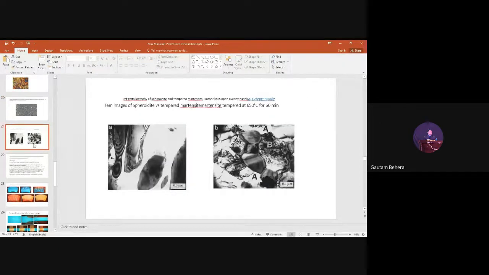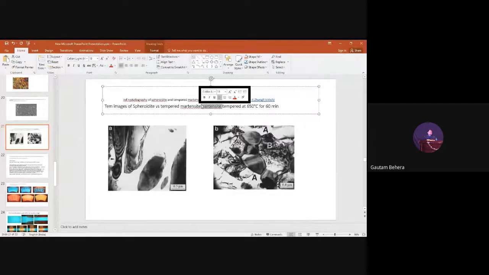Okay, last slide, you can see this one. This is an image of spheroidite, and this is an image of tempered martensite. This is spheroidite. Spheroidite means the cementite has undergone spherical formation, basically. That is called spheroidite. And here it is a microstructure showing tempered martensite. You have to remember the difference. First, let me tell you the similarity. Both have the same ferrite matrix. Listen carefully. Both have the same ferrite matrix and cementite particles. That is the similarity. But what is the difference?